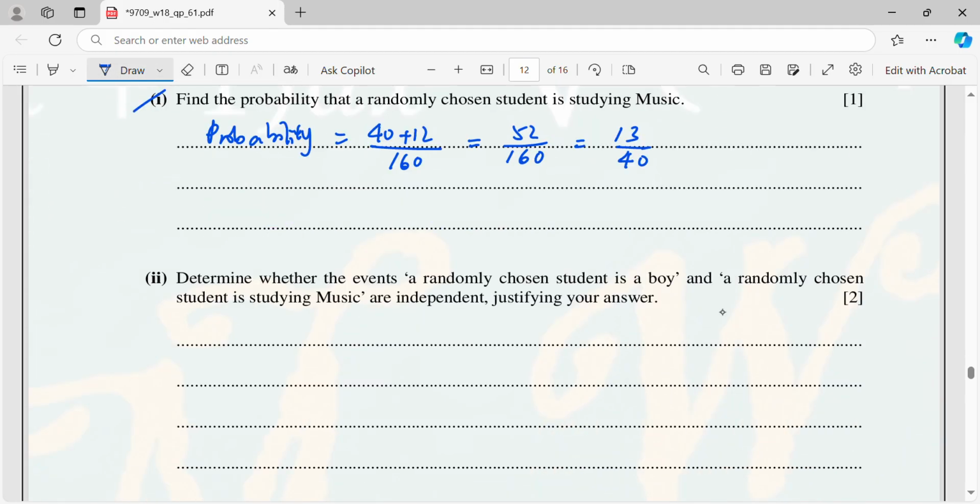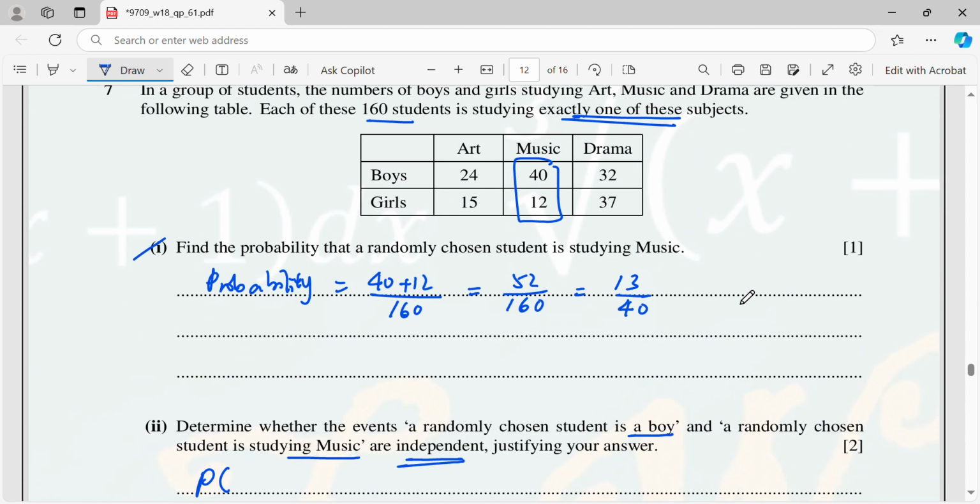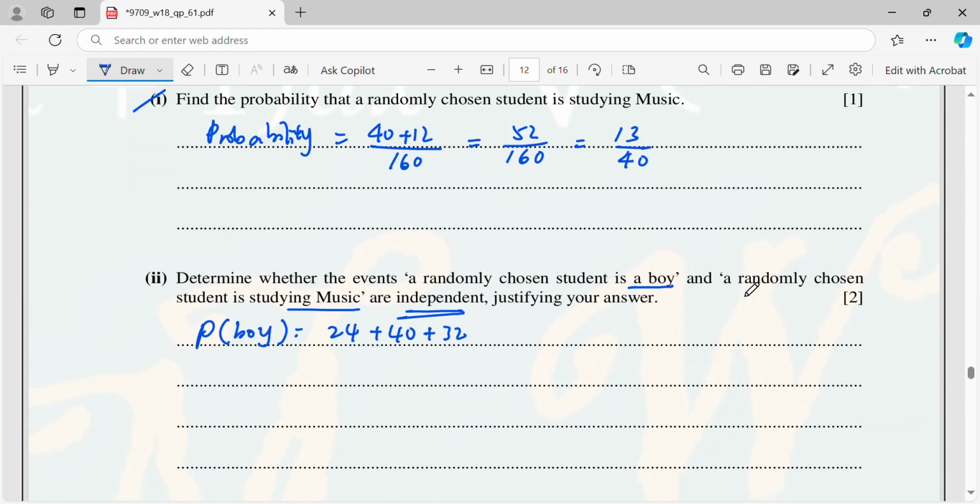Now part 2, determine whether the events a randomly chosen student is a boy and a randomly chosen student is studying music are independent, justifying your answer. So the probability of a boy is basically the total of these three values: 24 plus 40 plus 32 over 160. So that is 96 over 160, which simplifies to 3 over 5.